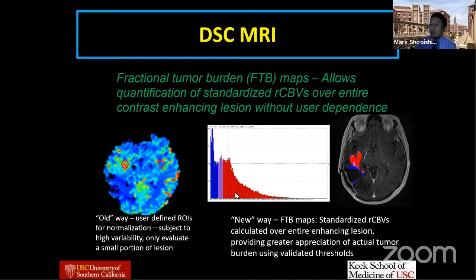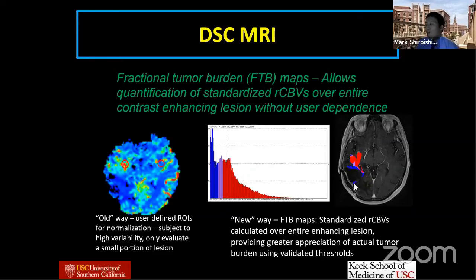And I think it's still kind of unclear how to deal with this, because I think we need to look much more into this. Conventionally, doctors think of it as either radiation necrosis or post-treatment effect, or progressive tumor. And in reality, when we're doing these FTB maps more and more, we're finding that it's actually a mixture of both.